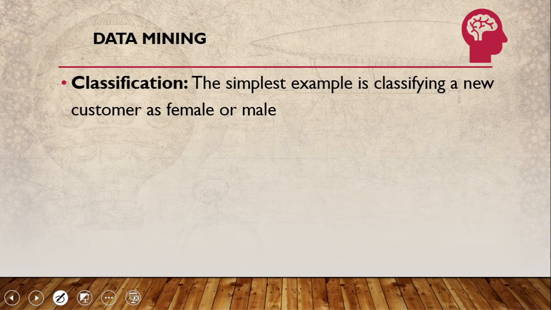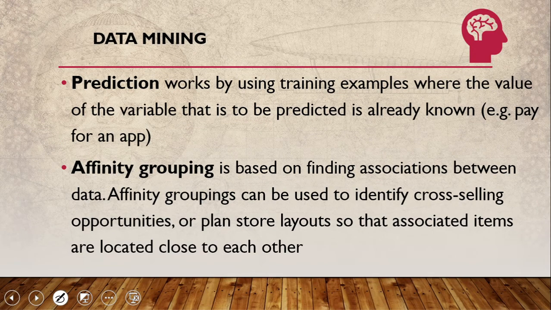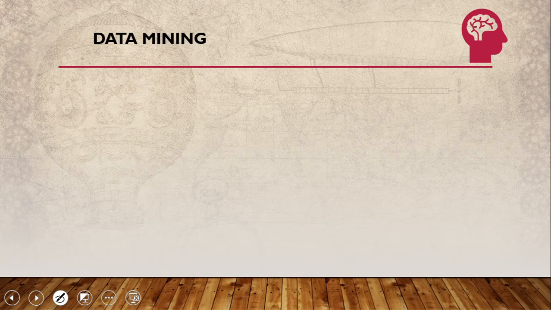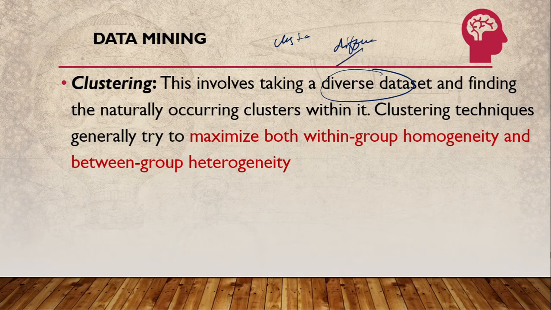One simple way is classification. The simplest example is classifying data based on gender. Estimation, prediction, affinity grouping are very straightforward; just understand the definitions. Clustering is where, from a diverse data set, like different data sets, we can cluster the data into different groups. This type of data mining into different clusters is known as clustering.